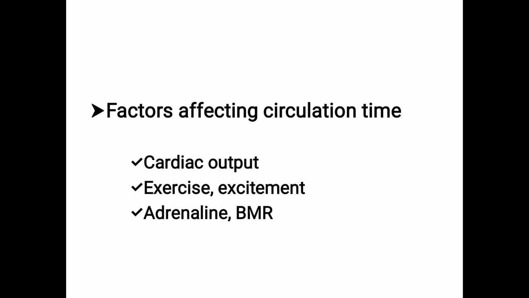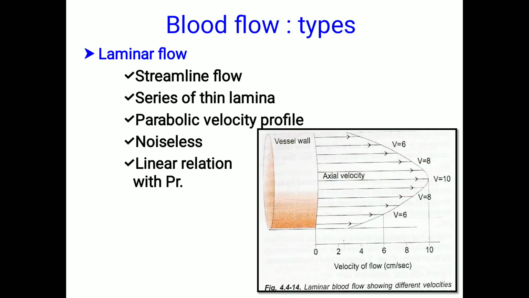There are various factors that can affect the circulation time. One is the cardiac output, exercise, excitement, and the most important, adrenaline. When you are stressed, adrenaline is released from the adrenal medulla, and BMR, basal metabolic rate, also can influence the circulation time. So what are the two types of blood flow in the body?